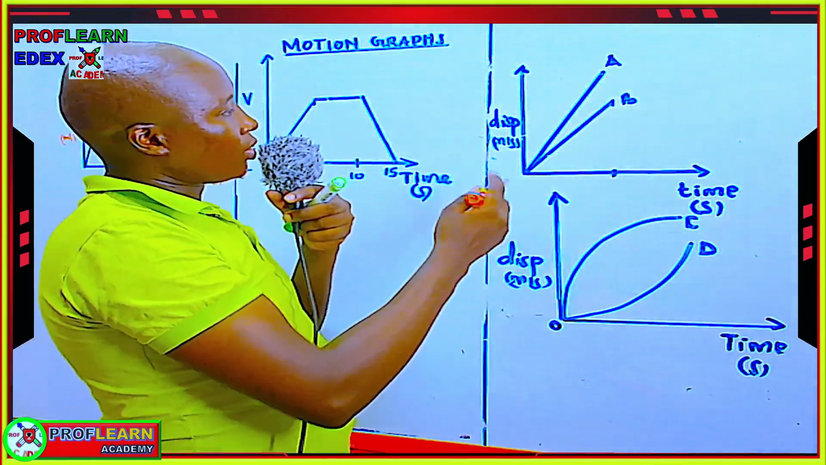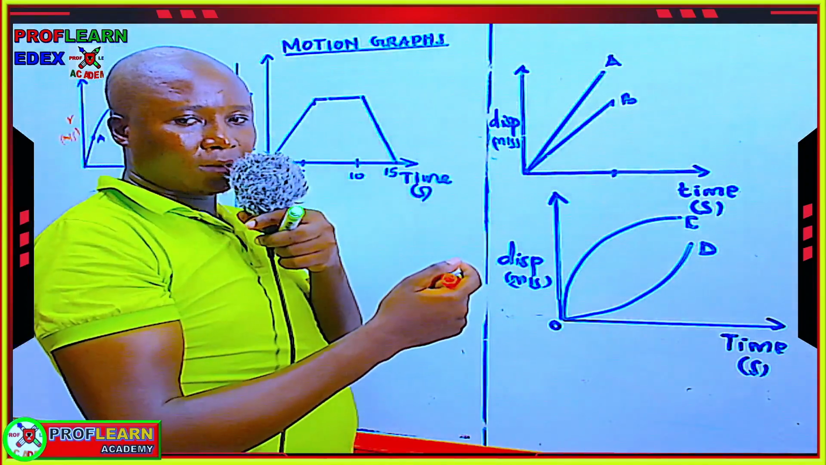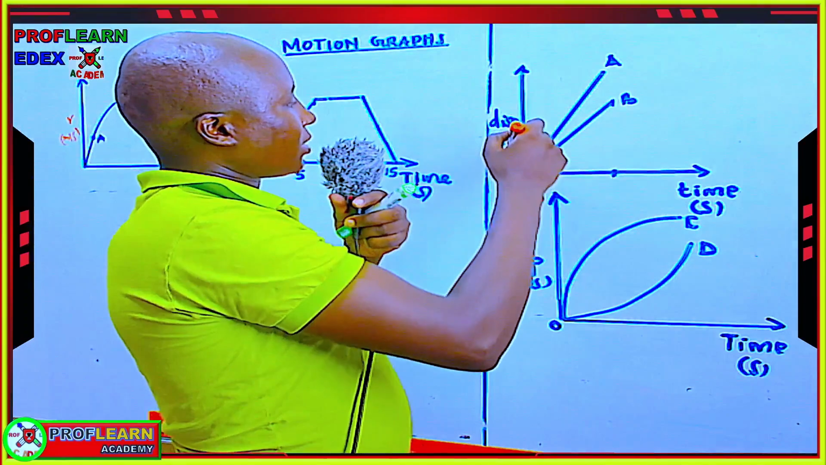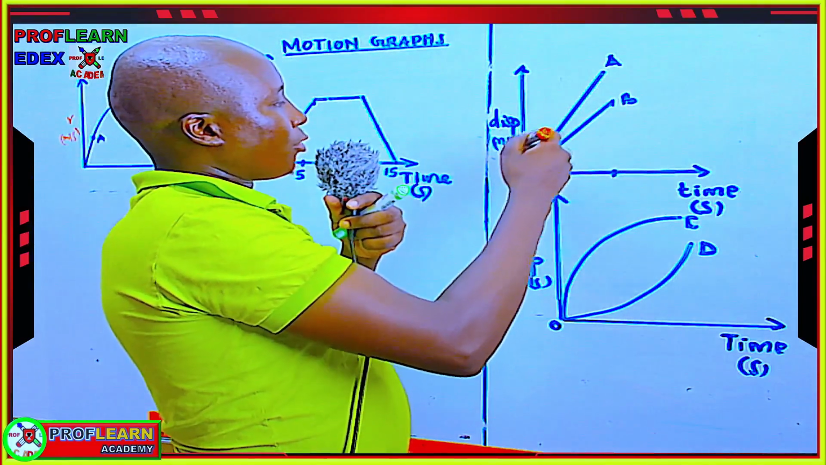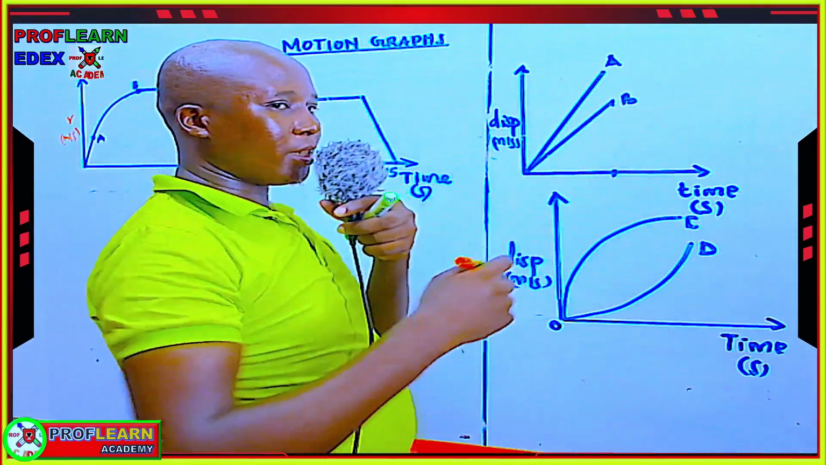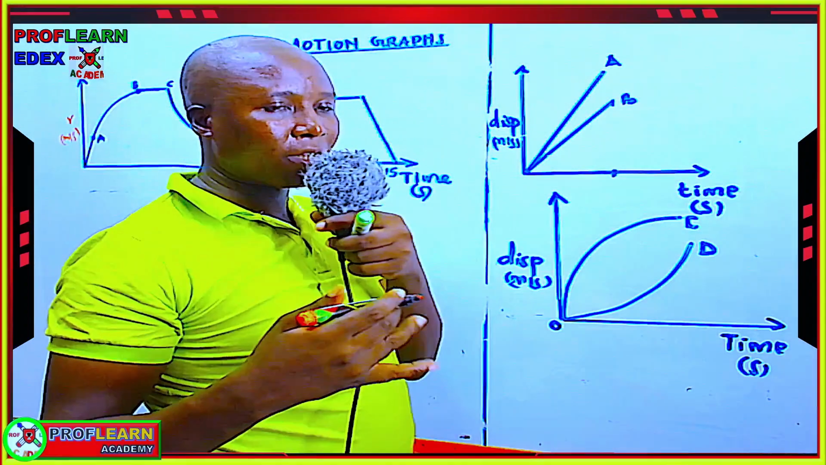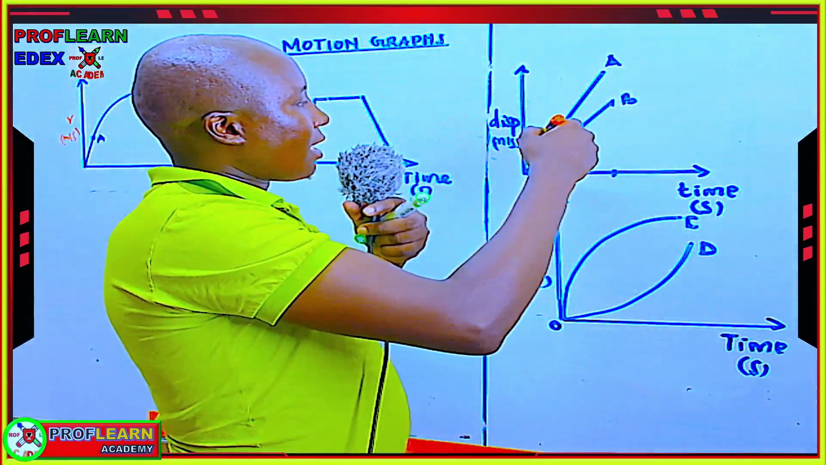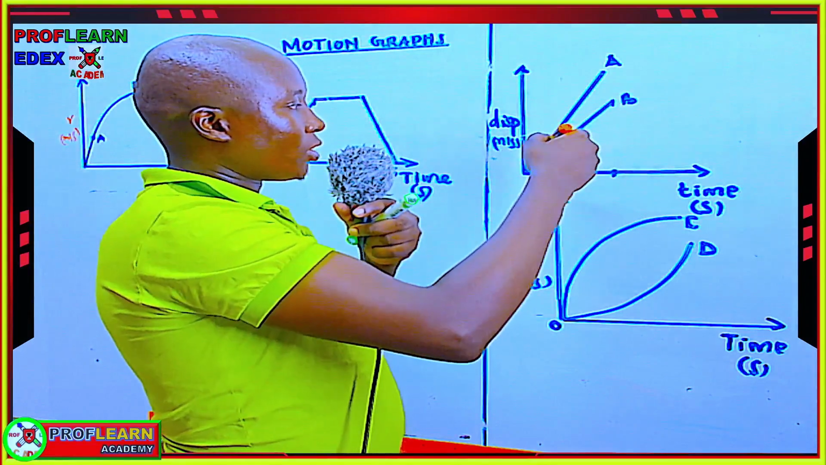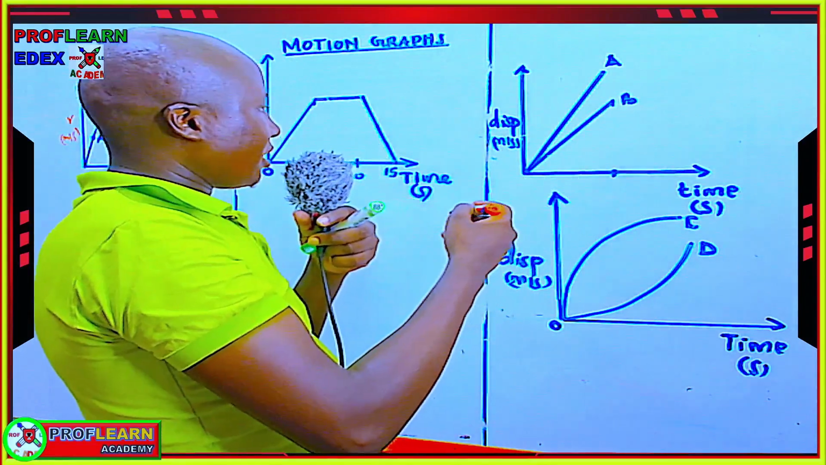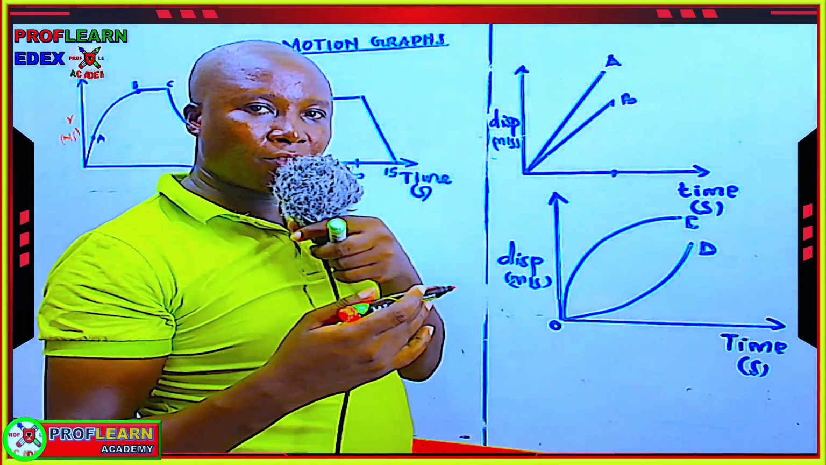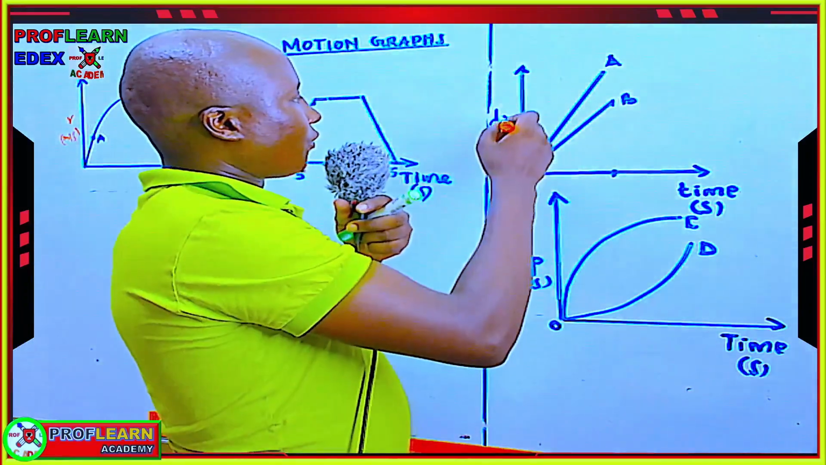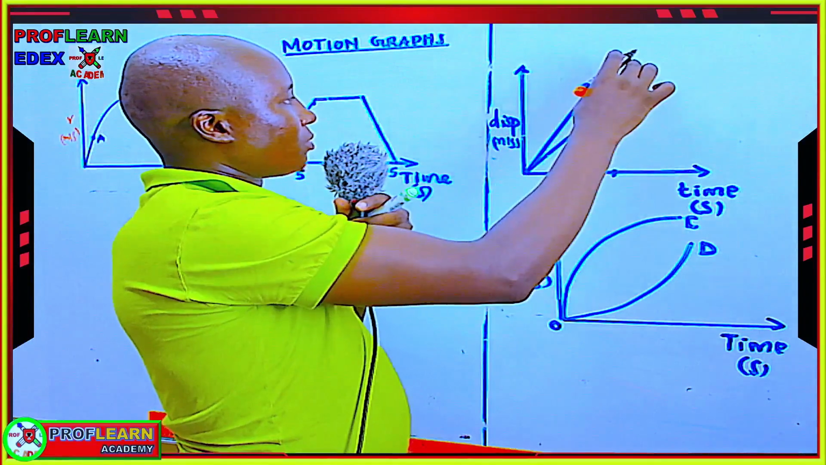Now, for instance, we need to describe the motion of this object here. And you can see that this is a displacement time graph, meaning this is an object moving at a uniform speed. If you have a displacement time graph and you have a straight line, it means uniform velocity or constant velocity. But if you have a velocity time graph and you have a straight line, it means constant acceleration. So from here, we are going to say this object is moving at a constant velocity.